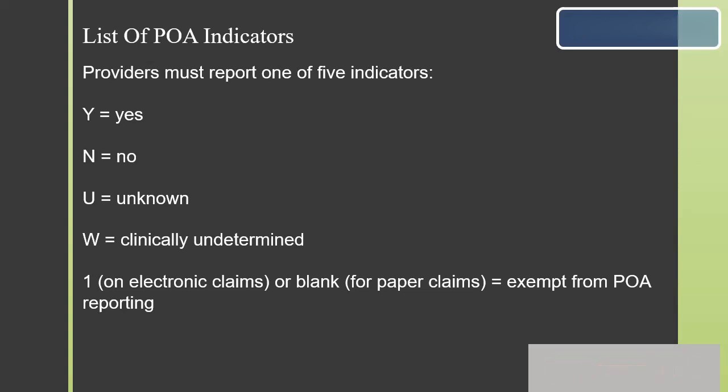POA indicator N marks diagnoses that were not present at the time of patient admission but happened during the hospitalization. These conditions might result in payment penalties. CMS will not pay the CC, MCC, DRG for those selected hospital acquired conditions that are coded as N for the POA indicator. We have U for the situation where the documentation is insufficient to decide whether the condition was present on admission or not.